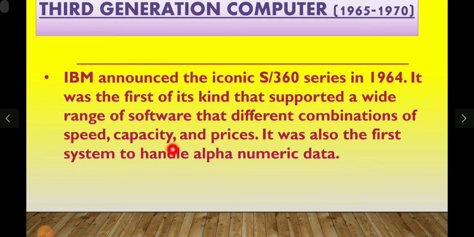They started using software, and the speed and capacity were more efficient compared to the previous two generations. It was also the first system to handle alphanumeric data. Alphanumeric data is nothing but alpha, meaning alphabets, a b c d e, and numerics, that is 1 2 3, right? So that became very convenient and possible with this generation of computers.